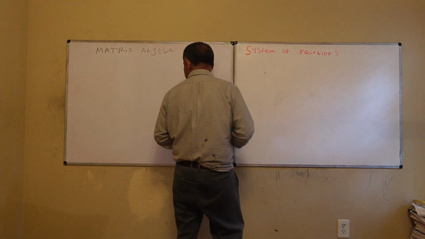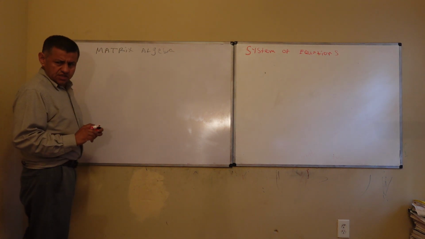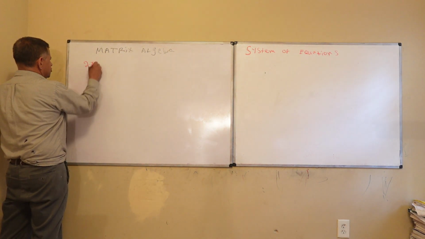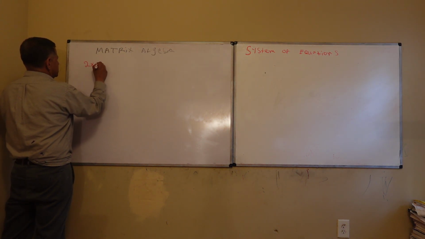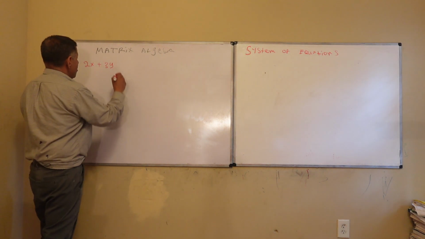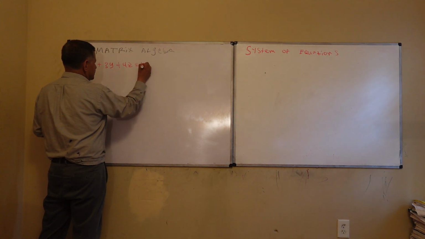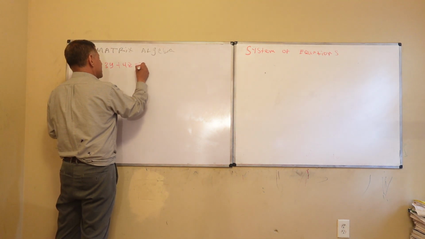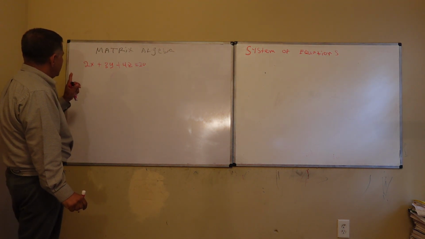So the problem that we will do is the following. The first equation is 2x plus 3y plus 4z equal to 10. Actually, not 10, 20.